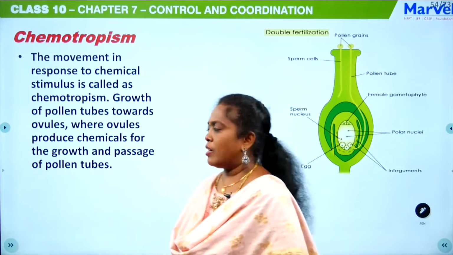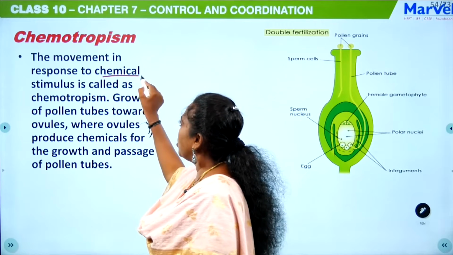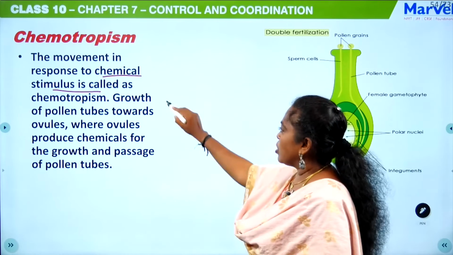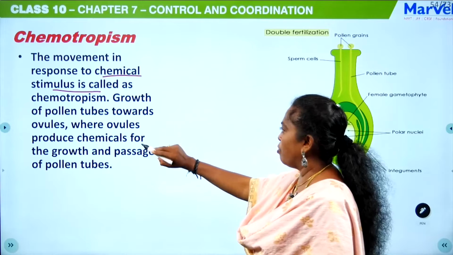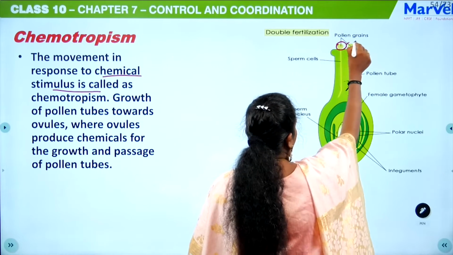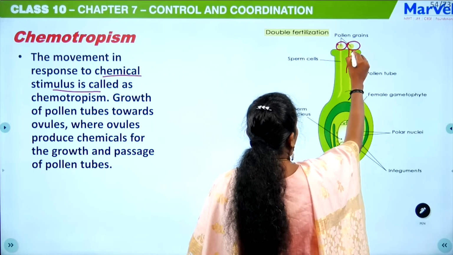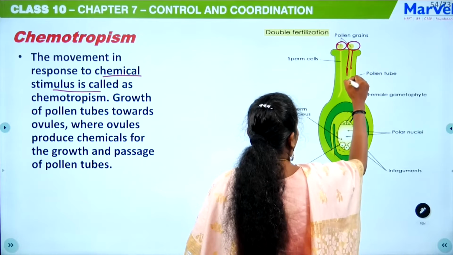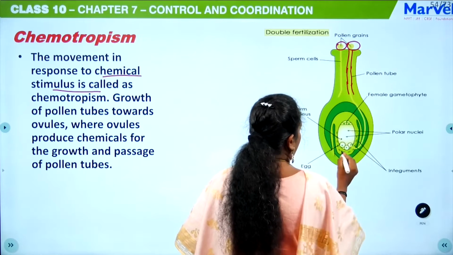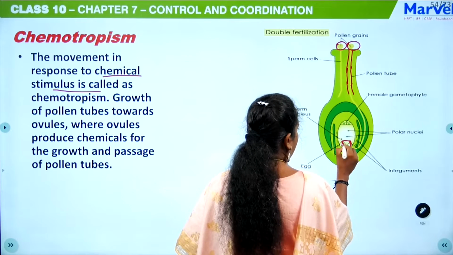Then chemotropism. Chemo means chemical, isn't it? The movement or response to a chemical stimulus is known as chemotropism. An example is the growth of pollen tubes towards the ovules. Here you can see, students, this is a pollen grain. Due to the chemical substances present here, the tube will grow. In this place we have the egg apparatus.